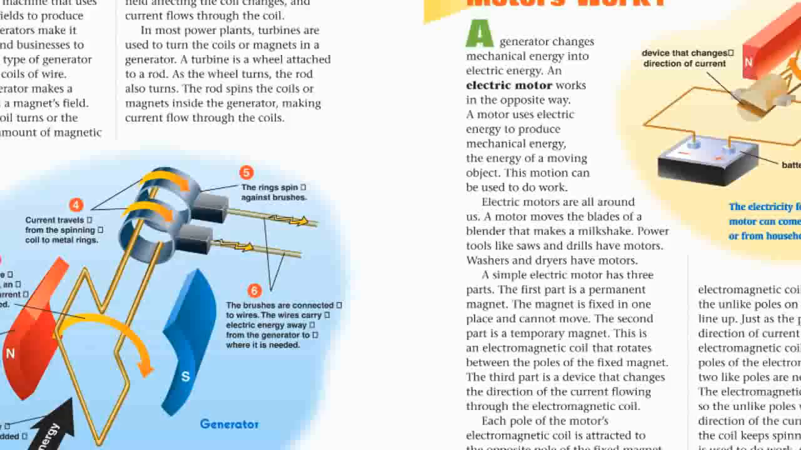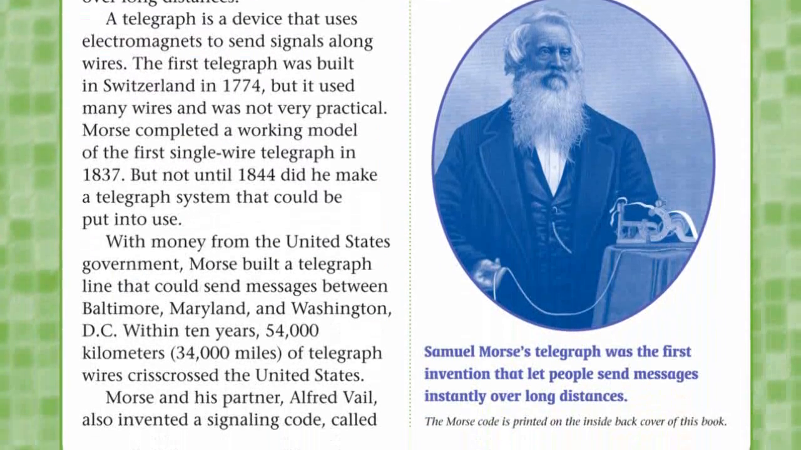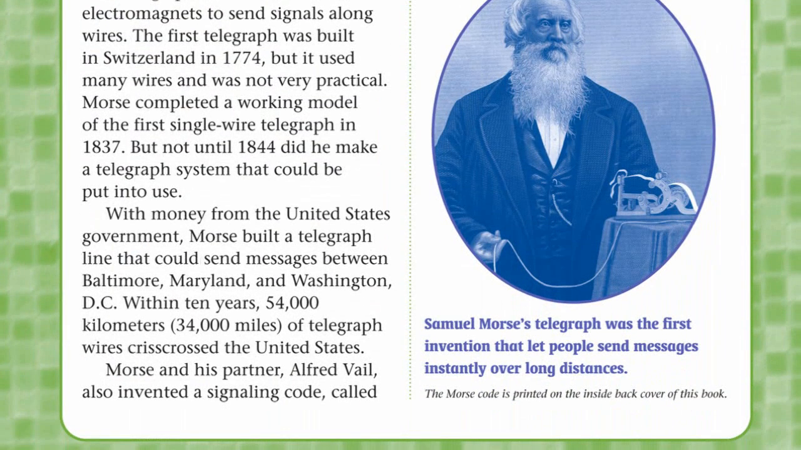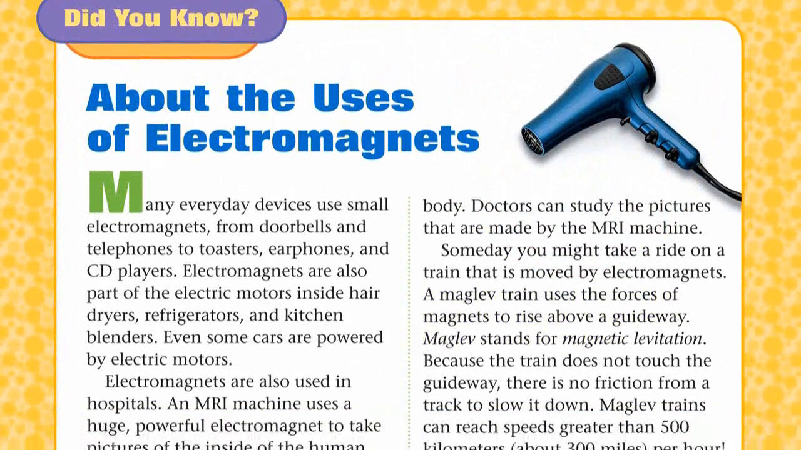In a biographical sketch, they are introduced to a famous scientist, Samuel Morse, and his invention of both a practical telegraph system and the signaling code that was named after him. Finally, students learn about the many uses of electromagnets.